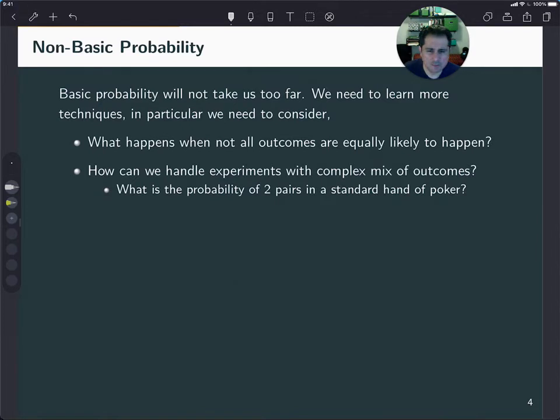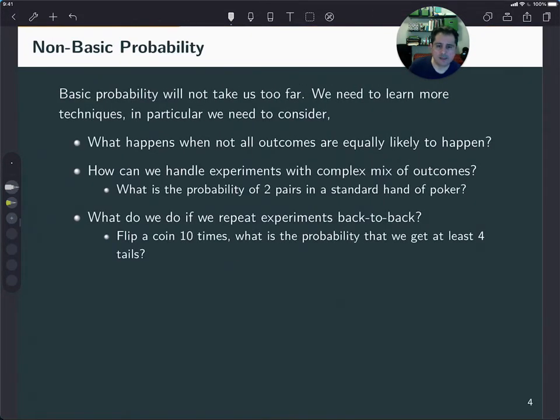How can we handle experiments with complex mix of outcomes? For example, at the end of our study, we're going to learn how I can find a probability when we give 5 cards in a regular poker game. What is the probability that I just gave you 2 pairs? So there's a lot more counting there that we need to do that we don't know yet. Okay, we have to explore that.